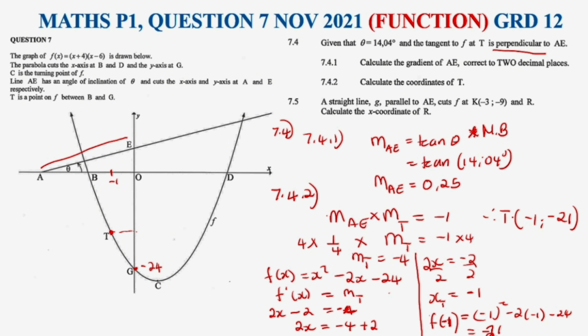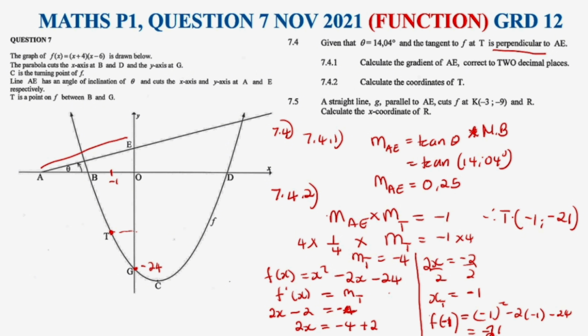Here we just applied simple analytical geometry. We applied what we know. We know that the first derivative of any function gives you the gradient. They also told us that t is perpendicular to AE, so we were able to get the gradient and equate the two, and then we were able to get the value of x.